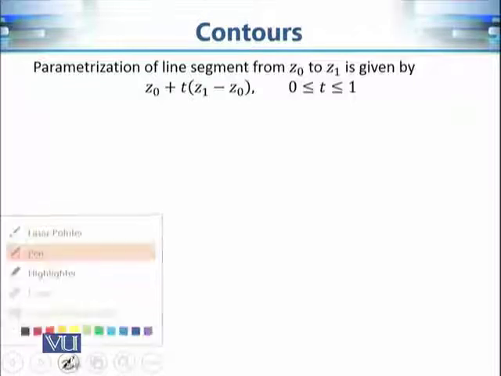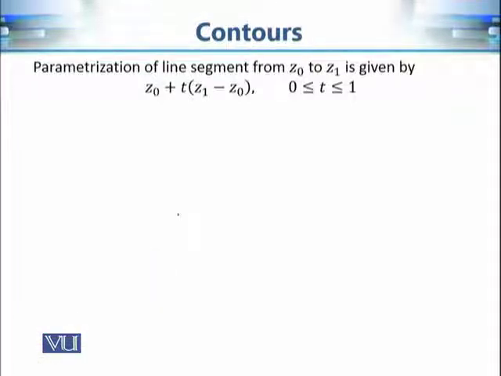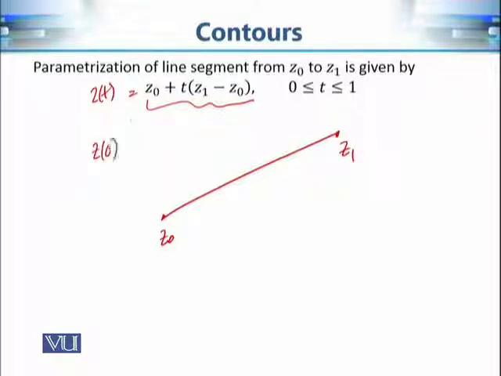To find the equation, there is a very useful simple calculation: the parametric equation of a line segment from Z0 to Z1. So the Z0 to Z1 line segment has the following parametric equation. It is very simple to derive, and we can also check its credibility by putting t equal to 0. Let's call it Z of t. So what is Z of 0? From here we can easily see that this is Z0. So this is the initial point.